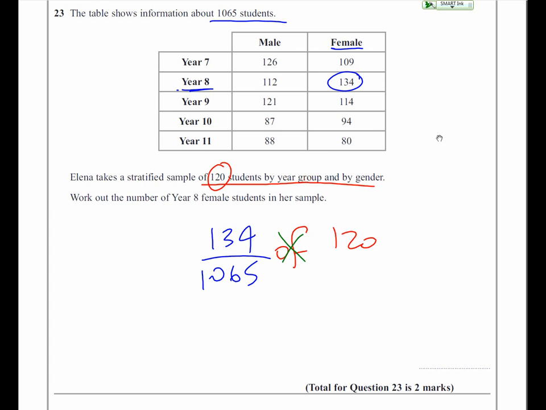Now on your calculator, you can use multiply for of. So it's 134 over 1065 times by 120, which gives you a horrible decimal, 15.0985. Don't put that as your answer. Think of the question. Alina wants to actually pick students out. She can't go into a classroom and say, right, year 8, I want 15.09 of you people now. It's not going to happen. Okay, think of real life as well in these exams. Let's round it. Let's go to 15 students. Okay, for 2 marks.